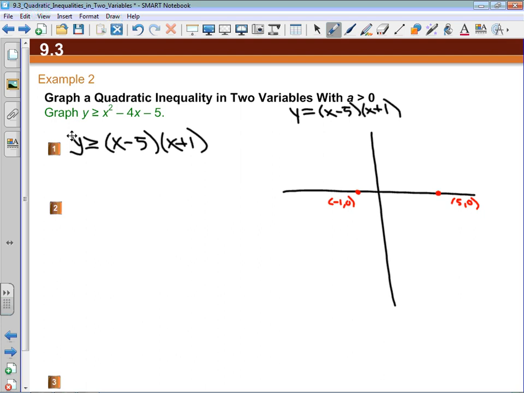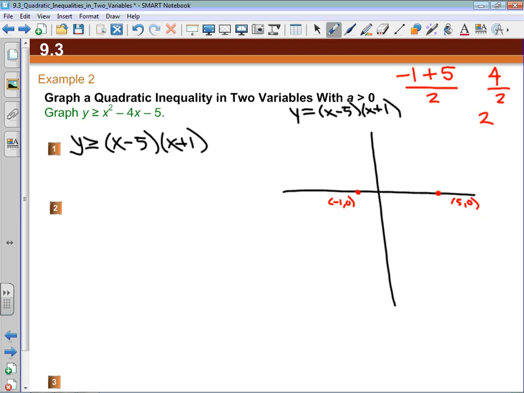Now, I want to show you how to do that. I'm essentially just finding the average of those numbers. I think it's actually positive 2. I did that wrong. We'll take a look. To find the average, I would take negative 1 plus 5 and then divide it by 2. That becomes 4 divided by 2. So that is going to be at positive 2.